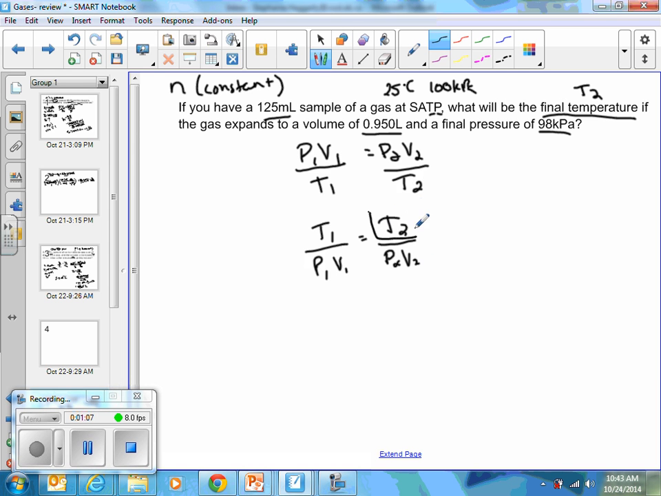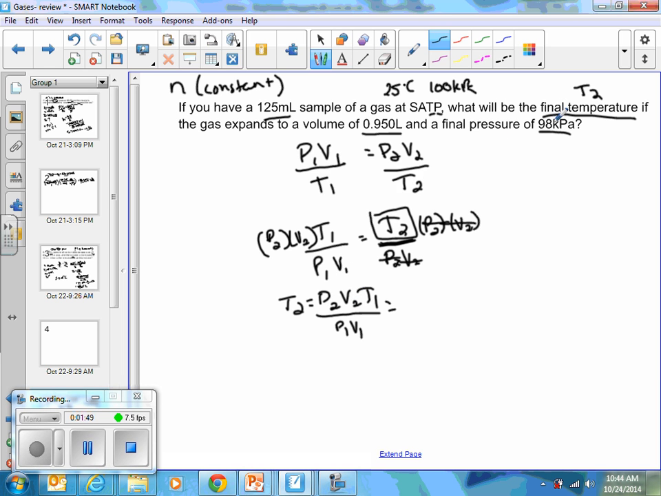So if I'm isolating T2, I need to cancel out P2 and V2. So again, we always do the opposite thing. Right now I'm dividing by P2 and V2, so I can multiply by P2 to cancel, and also multiply by V2. I need to do the same thing on this side. So I end up with T2 equals P2 V2 T1 all over P1 V1.